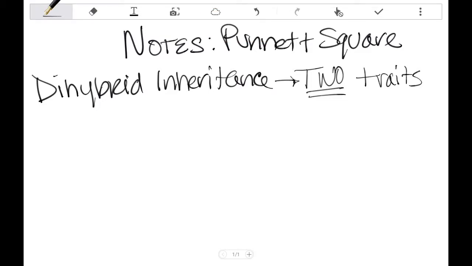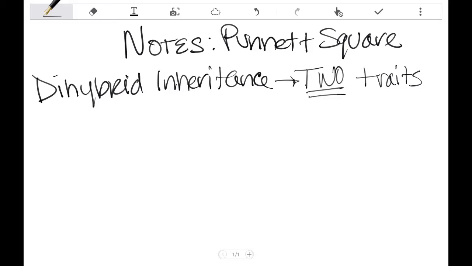Hey everyone, here is a video on how to create a dihybrid Punnett square. So, more notes on Punnett squares specifically for dihybrid inheritance. That is the inheritance of two traits that are controlled by two different genes on two different chromosomes.